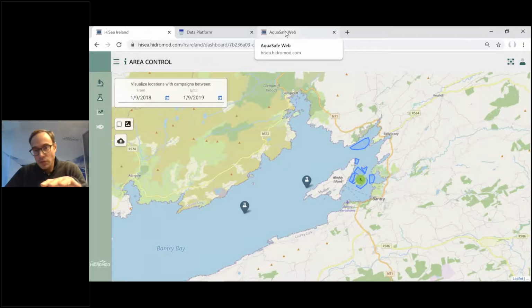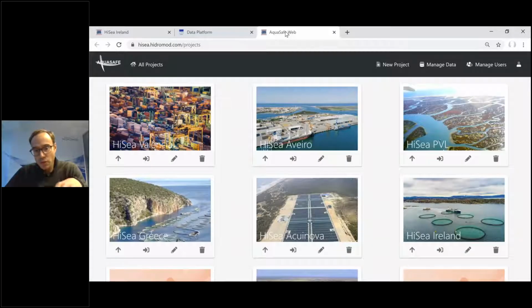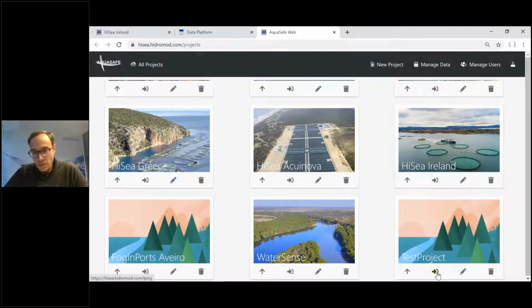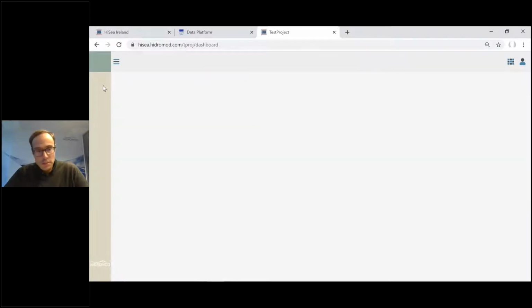The first demo I wanted to do was to show this feature of how you compose the website. So all of this is the famous site manager. This is like back office. It's only for people with higher administrative privileges. So you can see we have several websites created here. And I have here a test project that I'm going to go into just to illustrate that it's empty.